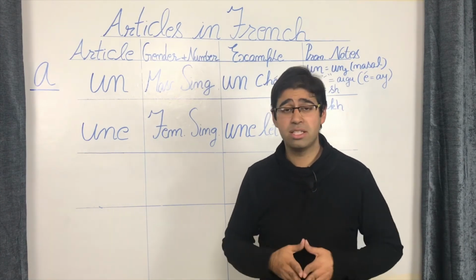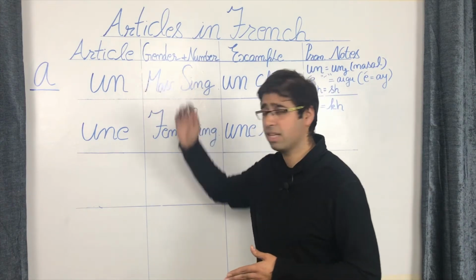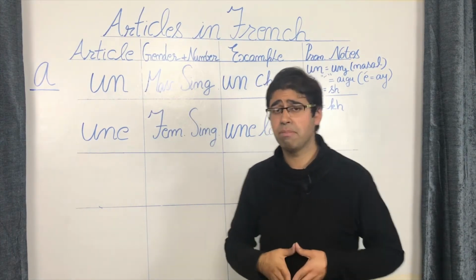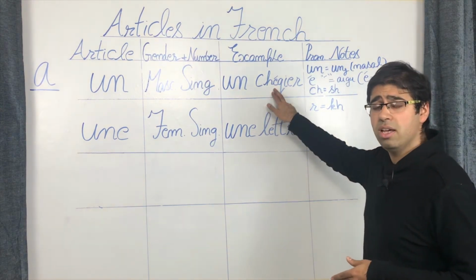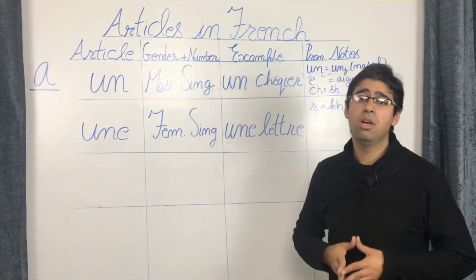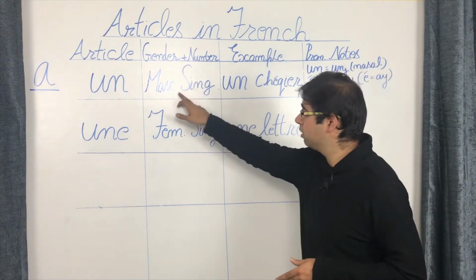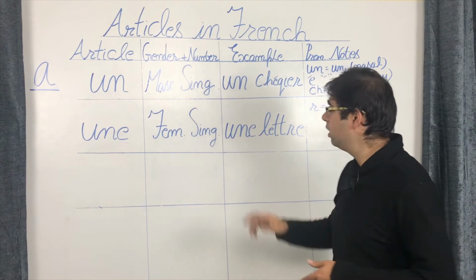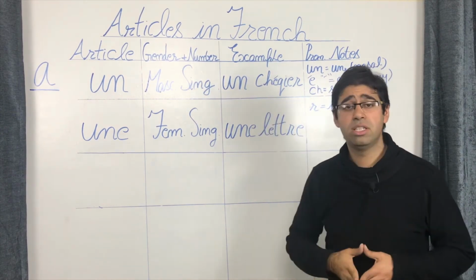The n needn't be enunciated here, rather it's to be kept very nasal. I'm going to take an example here for this. Let's take un chéquier. Now, un chéquier in English would translate to a checkbook. So, since checkbook in French is masculine, and since we're talking about one checkbook in singular, hence we use the article un in conjunction with chéquier.